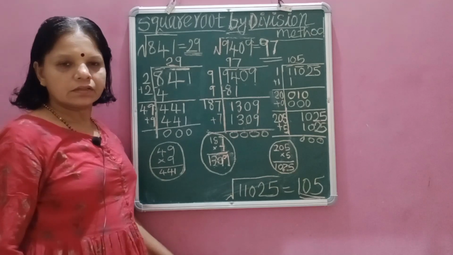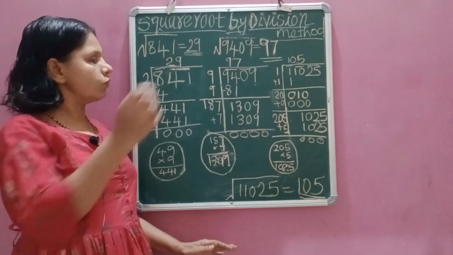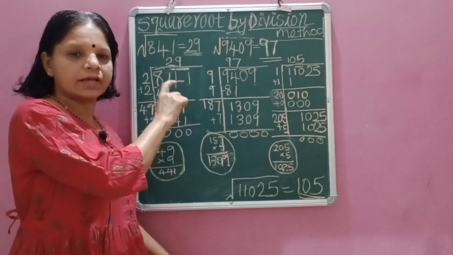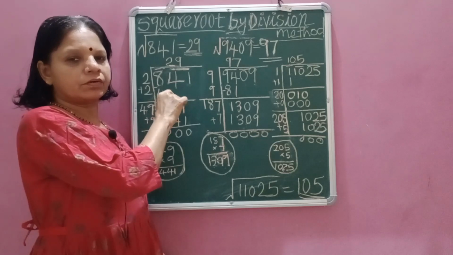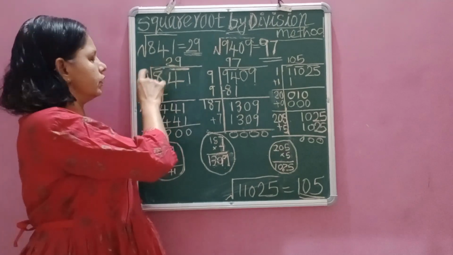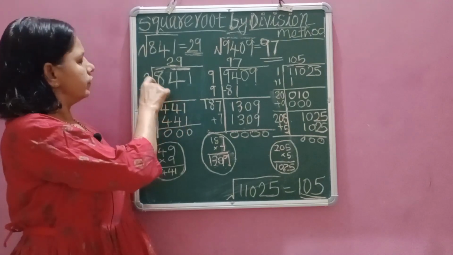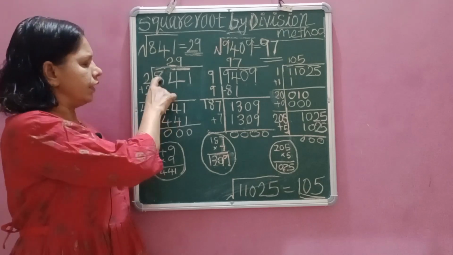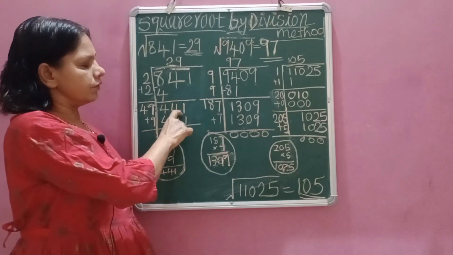So 1 one is 1, 2 twos are 4, 3 threes are 9, that is more than 8. So 3 and 3 you cannot take as divisor and quotient. So you have to take the maximum number, which is 2. That is why I have written 2 here, and 2 here. So 2 twos are 4, like division only. Then 2 plus 2 you have to do here. Then subtract, 8 minus 4, 4. Bring the next pair down, 41.